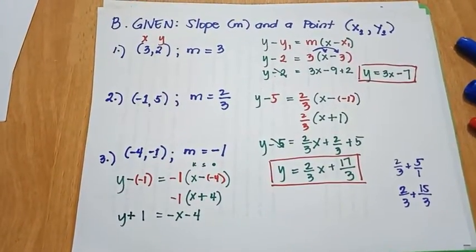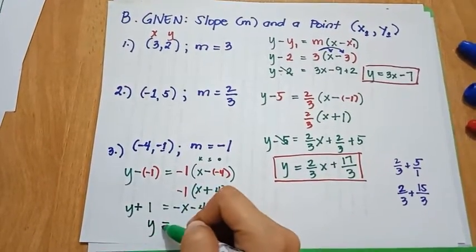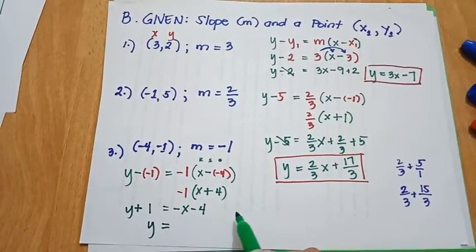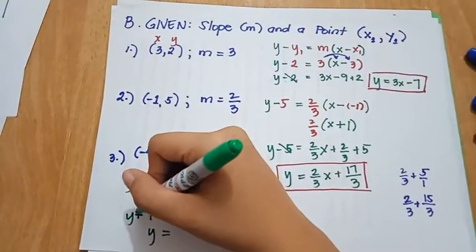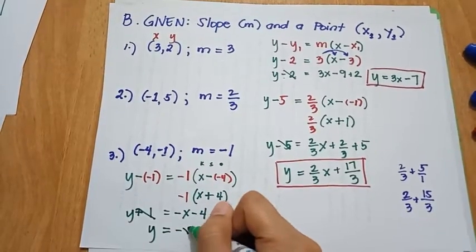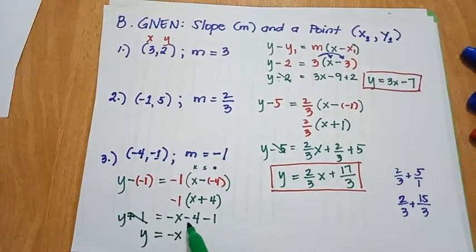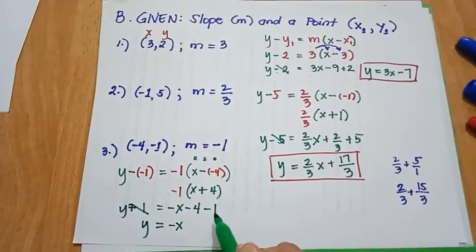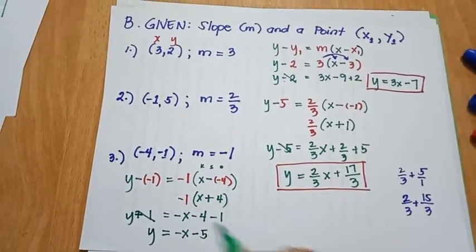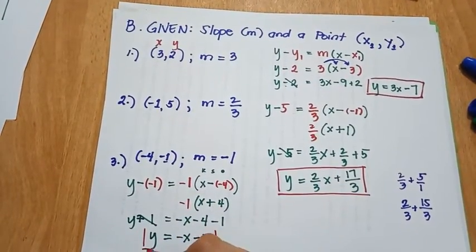Now, writing our equation in slope-intercept form, you will have y equals, applying the subtraction property or transposing +1 to the right side of the equation, it will become -1. So we have -x, -4 plus -1, or -4 minus 1. So we will have -5. And this will be our equation in slope-intercept form.